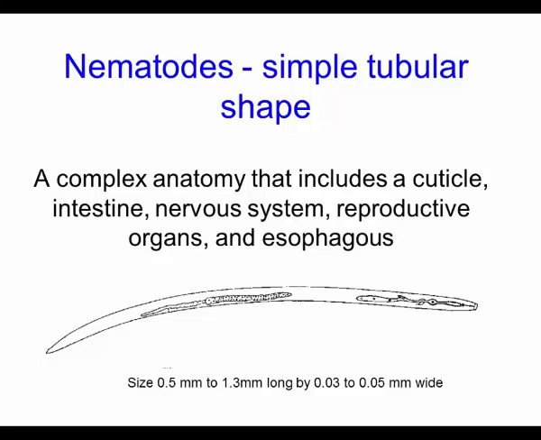The size of a nematode varies greatly. Plant parasites are from 0.5 millimeter to 1.3 millimeters in length, but from 0.03 to 0.05 millimeters in width. Other nematodes, not plant parasites, can be meters long. And we'll talk about a couple of those in just a moment.